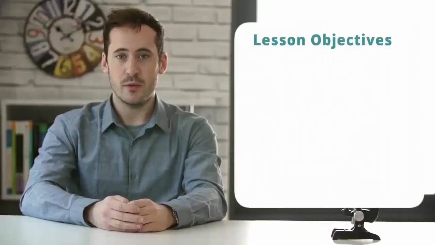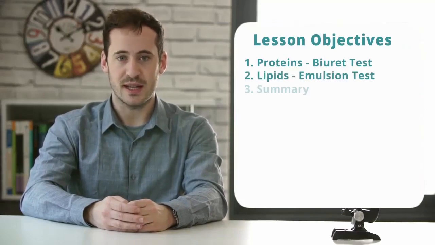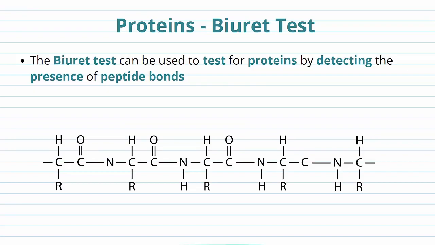Hi guys, in this video we'll be looking at proteins, the Biuret test, lipids, the emulsion test, and then we'll finish with a summary. So in order to test for the presence of proteins in a sample, we have to use the Biuret test. The Biuret test can be used to test for proteins by detecting a particular feature in proteins, which is the presence of peptide bonds.